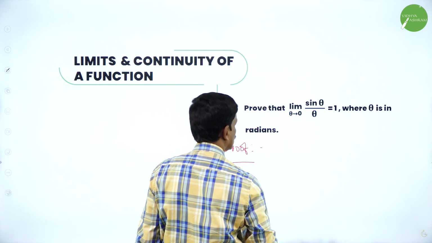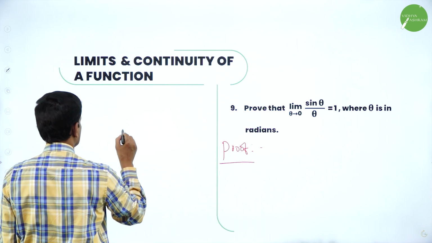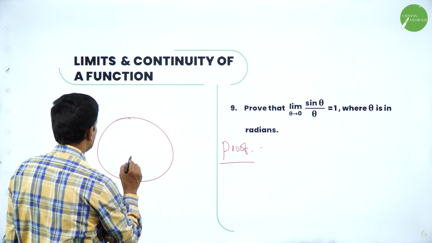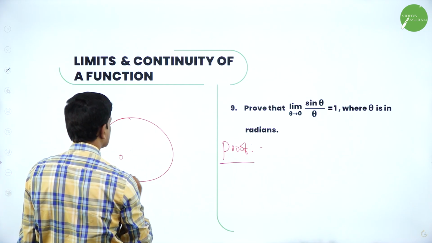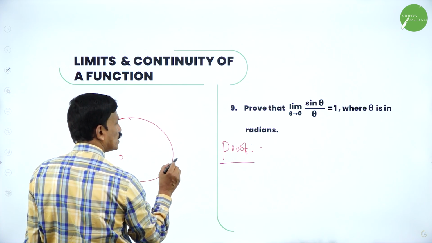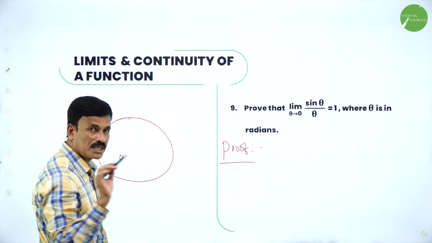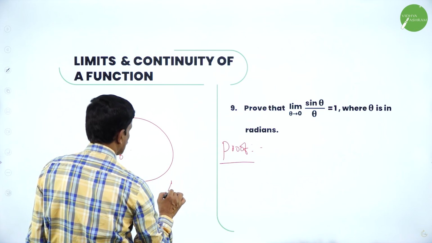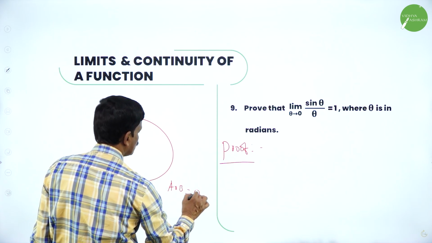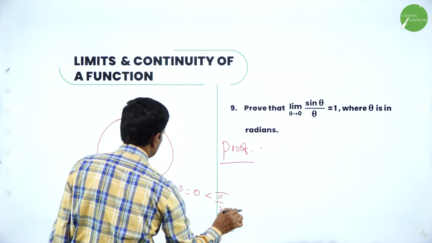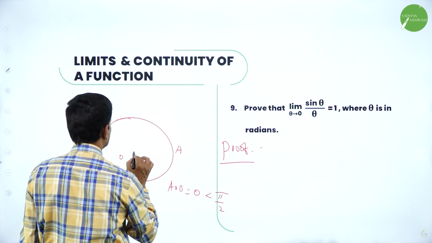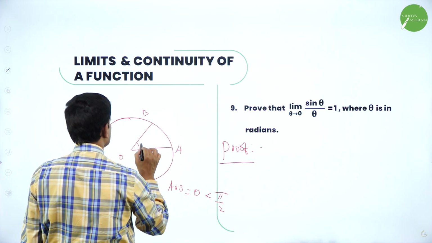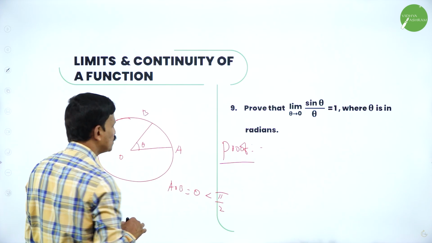Now, let us consider a circle with O as center. Mark points A and B on the circle such that angle AOB is equal to theta radians, less than pi by 2. Now, this is A. Join OA and OB. And this is theta, which is less than pi by 2.